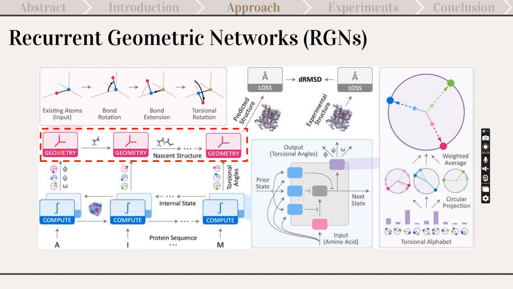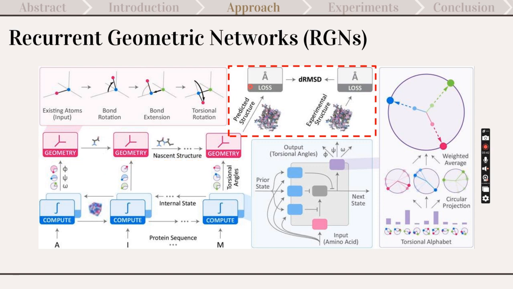What the geometry unit is doing is that we can see here, existing atoms, we have the input, and we do some rotation, some extension, some torsional rotation. This is basically what the geometry unit is doing. The overall output of the model is a predicted structure, and we want to check if this is good. So this is basically describing the loss. How do we calculate the loss? You compare the predicted structure with the experimental structure, which is basically the ground truth, using DRMSD. I will describe this in detail later. This is basically the loss calculation, and it will backpropagate into the model to update the model weights.